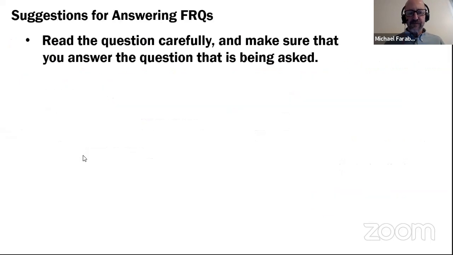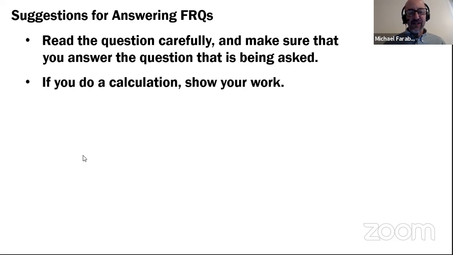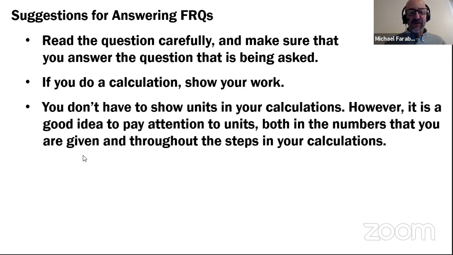Here we go. Read the question carefully, as I said, and make sure that you answer the question that is being asked. If you do a calculation, show your work. Do not just show the final answer, show your work in some form. Now, you don't have to show units in your calculations. However, it is a good idea to pay attention to units, both in the numbers that you are given and throughout the steps in your calculations. That way you don't switch from grams to kilograms or kilojoules to joules or liters to milliliters and not remember what you had started with.